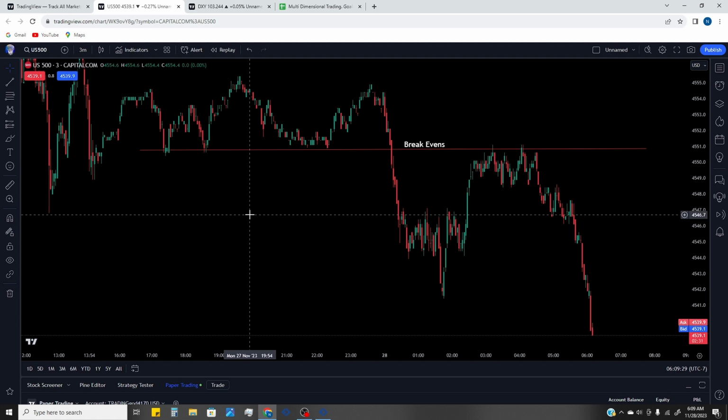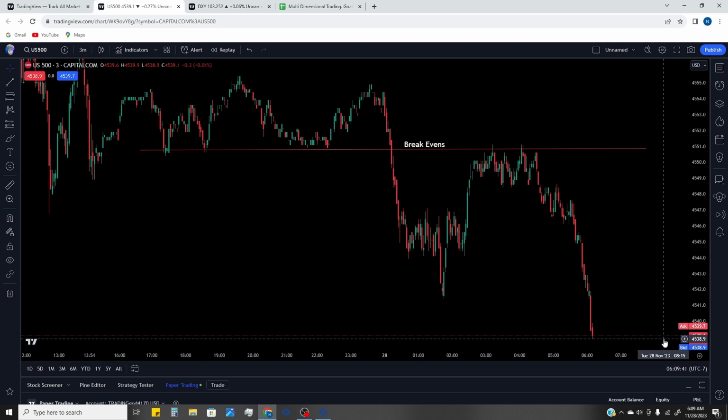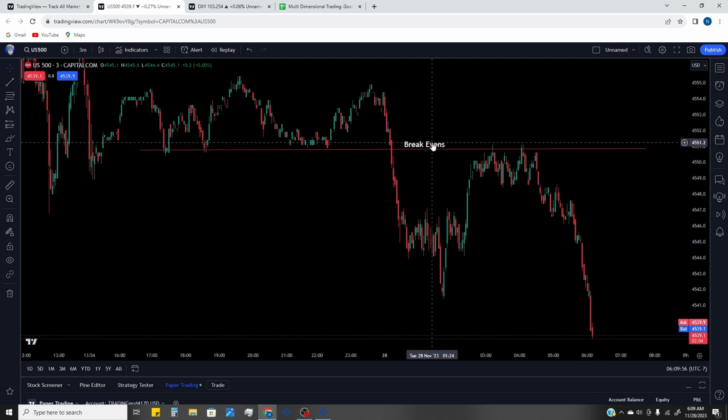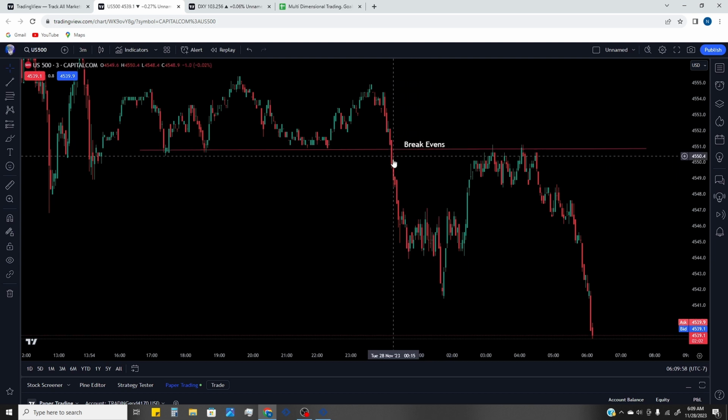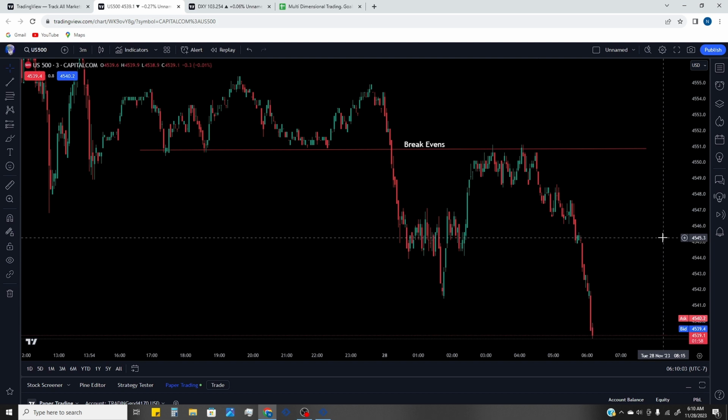We're going to start off with the US 500 futures, basically futures of the S&P 500. And this is one simple concept, very simple concept that is very profitable, easy or simple to understand. And that concept is break evens. So, what does break evens mean?